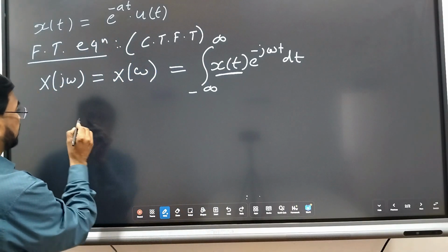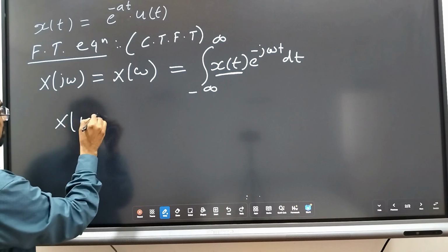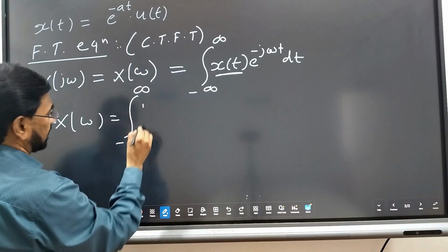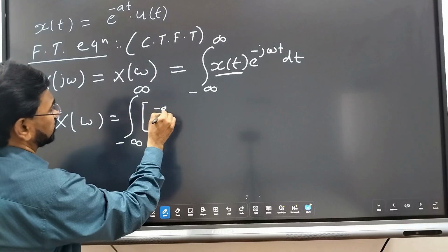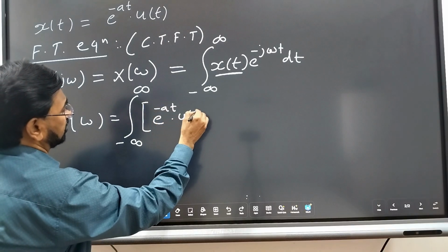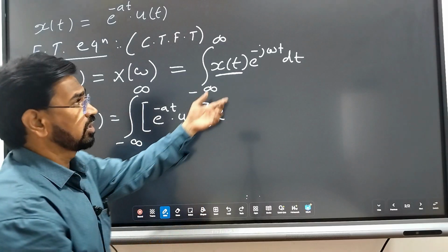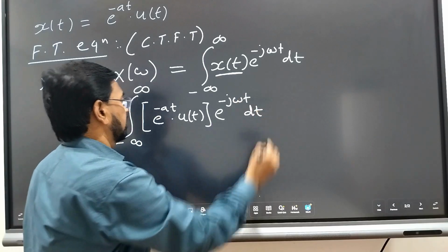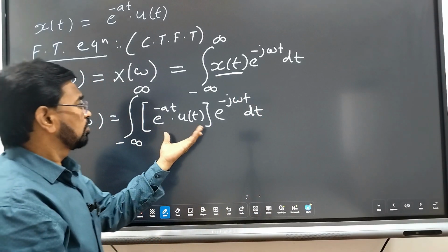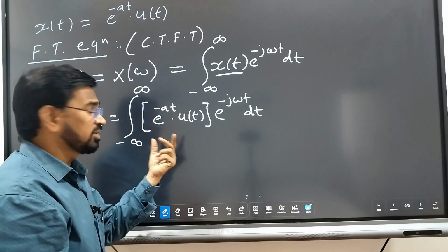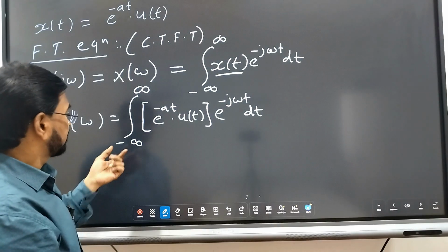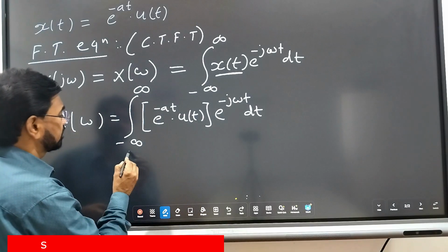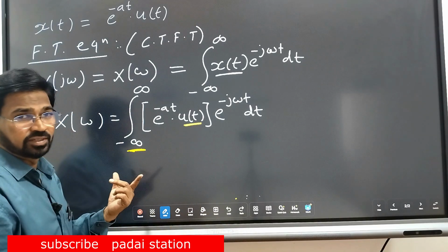पुट करना है. So we'll get x of omega is equal to integration, okay, and here comes x of t, e raised to minus a t u of t, and already we have e raised to minus j omega t. Okay, now what is the presence of u of t? अब u of t present है, it means it will change the limit, जो lower limit है ये change होगा because of presence of u of t.